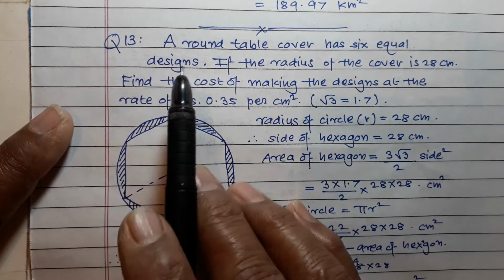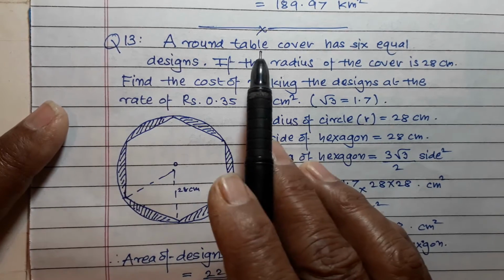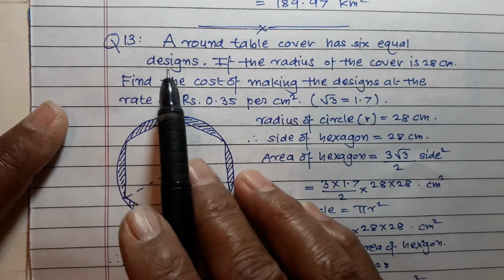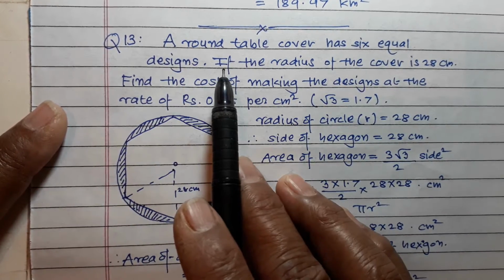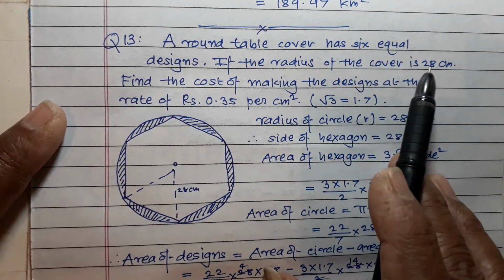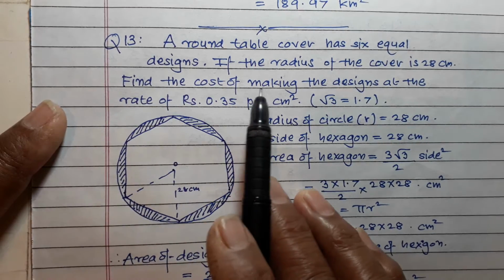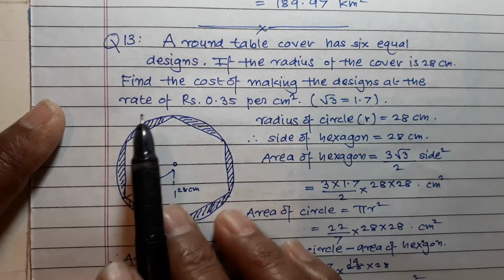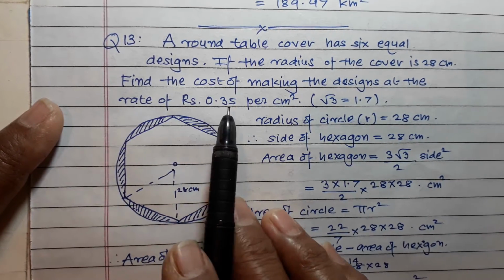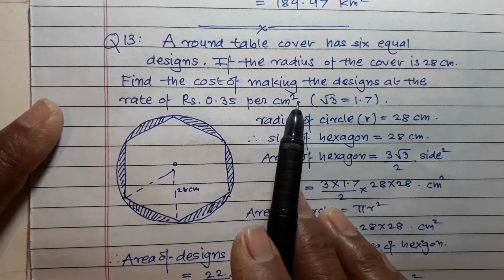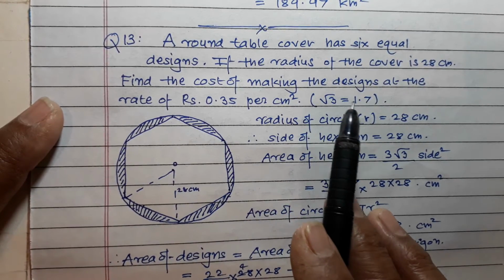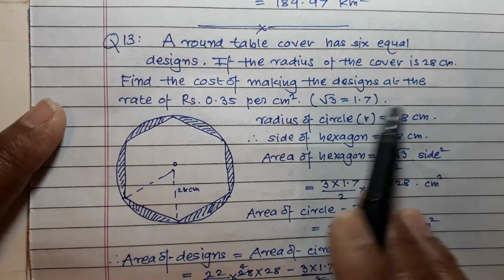Question number 13. A round table cover has 6 equal designs. If the radius of the cover is 28 cm, find the cost of making the design at the rate of rupees 0.35 per cm square. Root 3 is equal to 1.7 given.